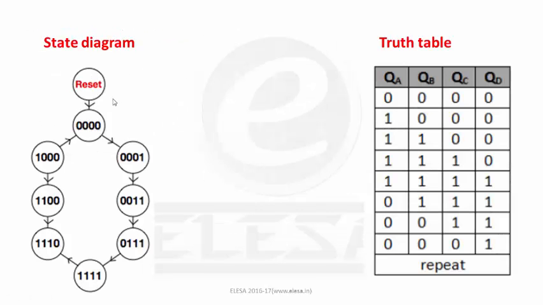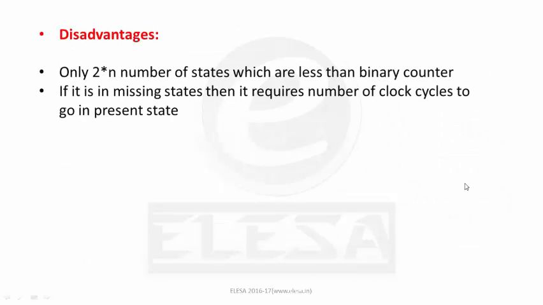Which means if it is in a state like 00100, then this state is not present in the whole truth table. So in such a case, it needs too many cycles to initialize it.